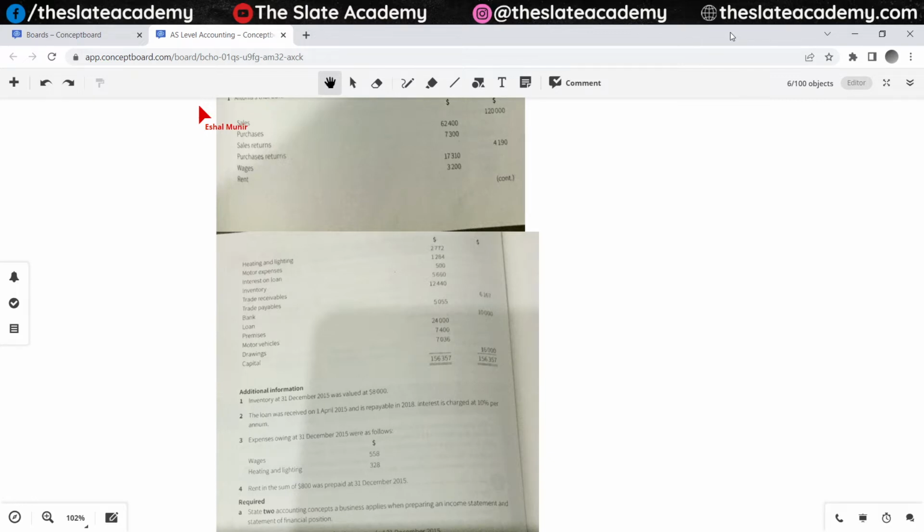So the first is that inventory at 31 December 2015 was valued at 8,000. So I'd simply make a double entry, inventory 8,000 in both the debit and credit column. The credit one, obviously we know now, goes and reduces the cost of goods sold amount, and the debit one appears in the statement of financial position as closing inventory. Okay, the next transaction.